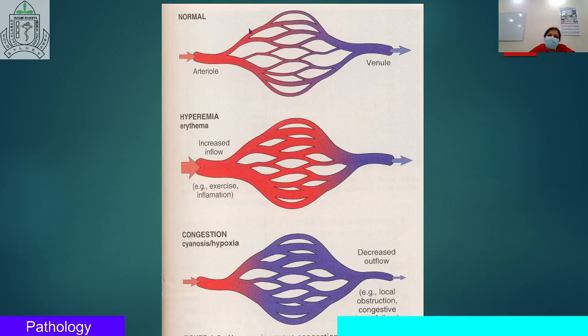Normally, there is a capillary bed composed of arterioles and venules. In hyperemia, there is increased flow. The caliber of the arteriole or small blood vessel becomes increased, and as the caliber is increased, the inflow is also increased. Hyperemia occurs in febrile conditions, muscular exercise, and inflammation.